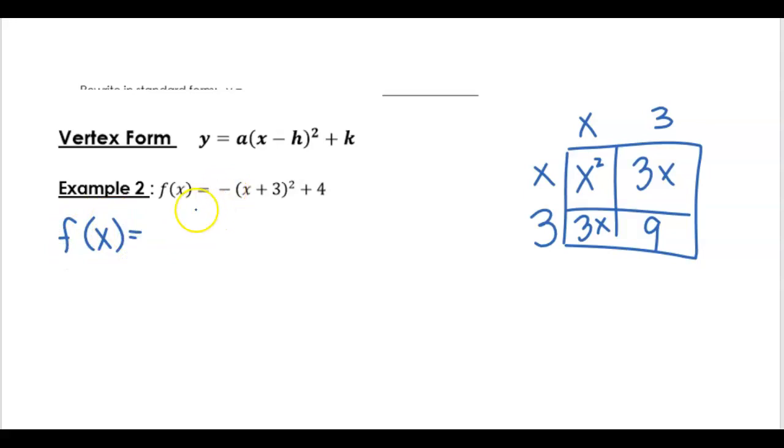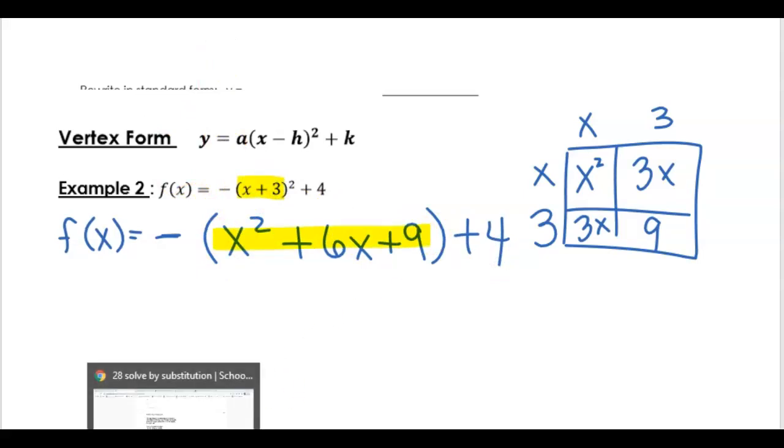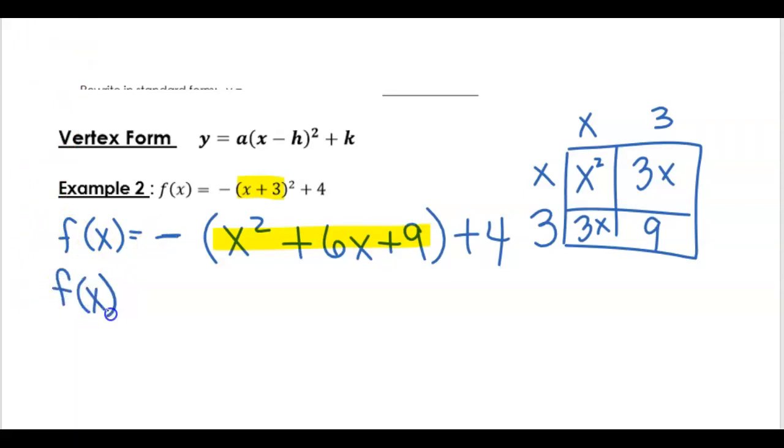See this negative sign right here? This negative sign is out in front of this parentheses. When you add that together, this is what you get. When you multiply this out, that's what you get, but there's a negative sign out in front and a plus 4 out in back. What am I going to do with that negative sign out in front?